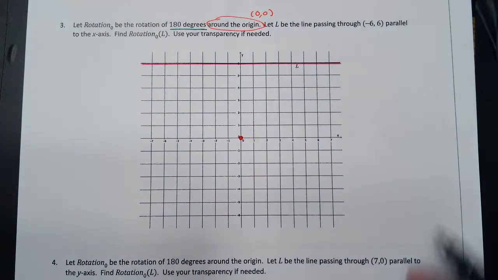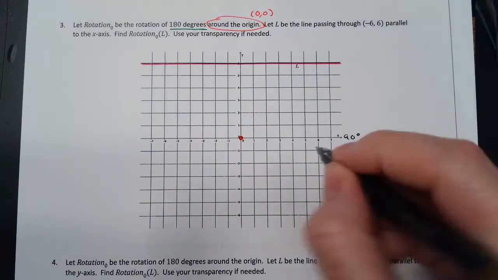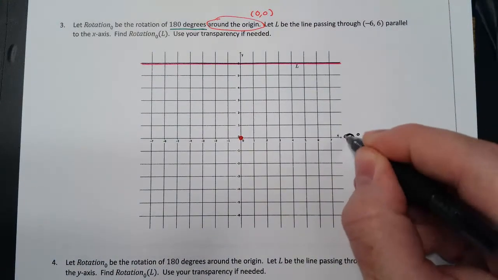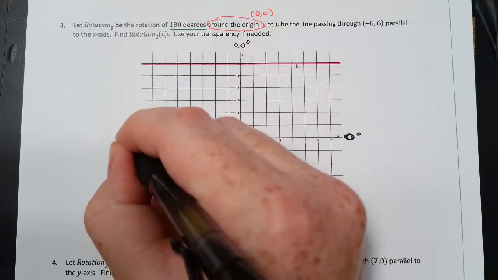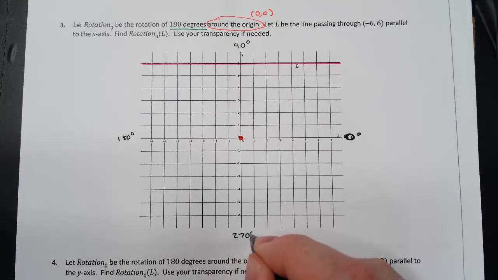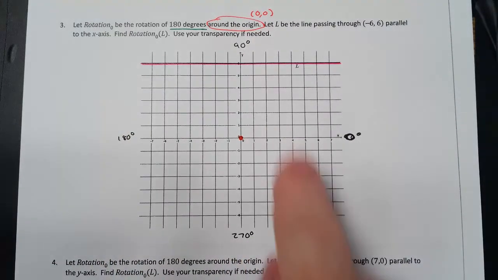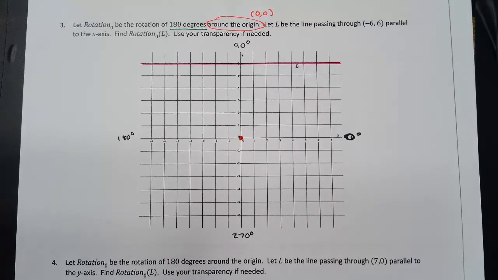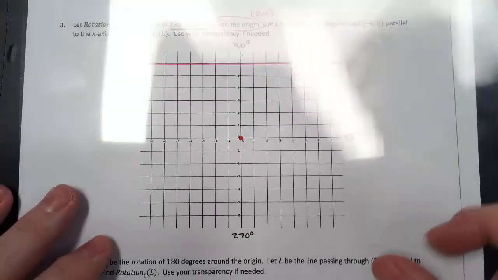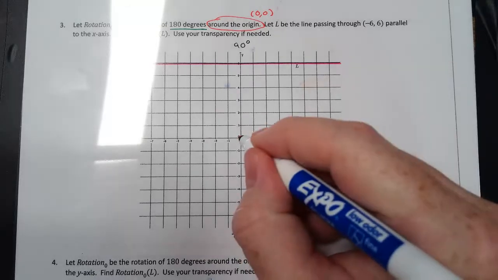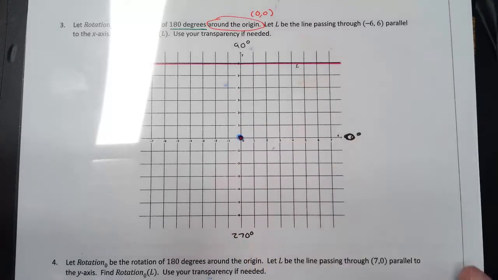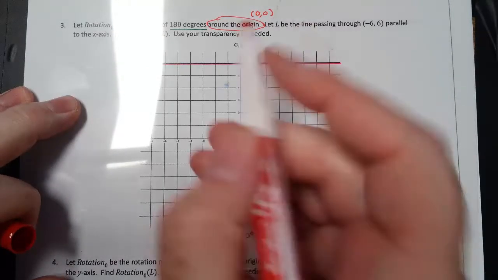So to help me with my rotation, again, I'm going to label the degrees. Oh, that's 0 degrees. I wrote that wrong. 0 degrees is over here. 90 degrees, 180 degrees, 270 degrees. So I need to rotate this line 180 degrees. So let's get the trusty transparency. Let's start my labeling. First, I need the origin, so I know where I'm spinning around. I need the line, the figure that I am rotating.